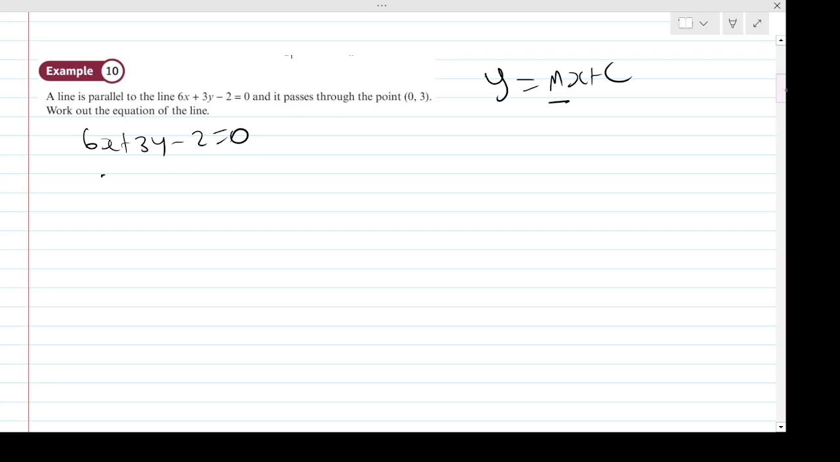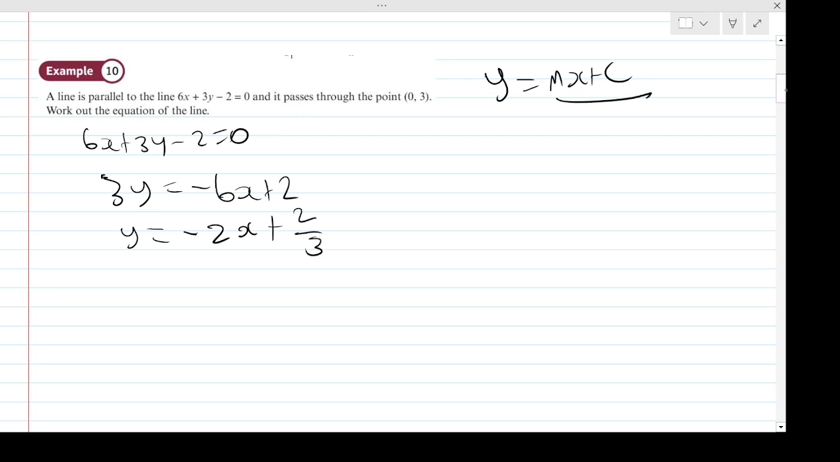So firstly, y has to be on its own. So 3y, if we move everything else to the other side, I'm going to get minus 6x plus 2. Then I can divide by 3 to get y is minus 6 over 3, which is minus 2x, plus 2 over 3. And there we are. Now this is in the form mx plus c, so I can read off that the gradient is equal to minus 2.